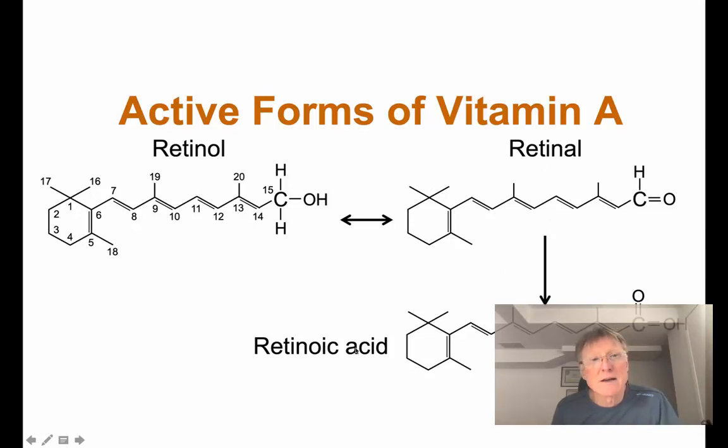So once vitamin A is converted into retinoic acid, it ends there. It will have to be metabolized or transformed into something else in the form of retinoic acid, but it cannot go back to any of the other two isoforms that we spoke about before. So these are the three active forms of vitamin A.